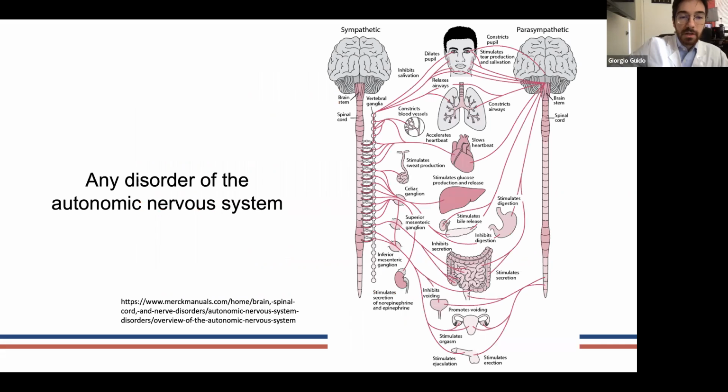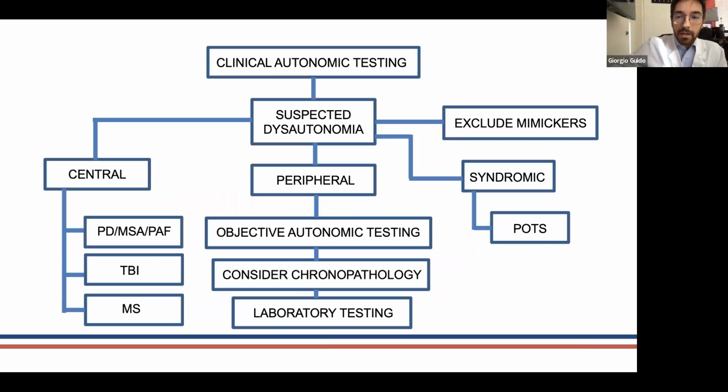Okay, so dysautonomia is a term that includes any disorder of the autonomic nervous system. I created this chart to basically have a practical approach to dysautonomia. So the first thing we do is clinically assess the autonomic functions. So we do it via clinical autonomic testing, and I will speak about those later.